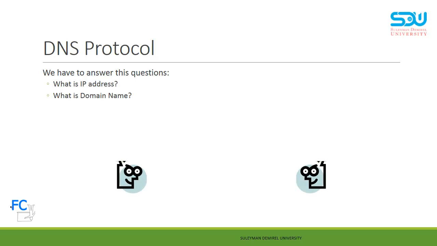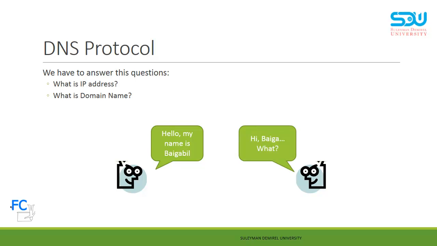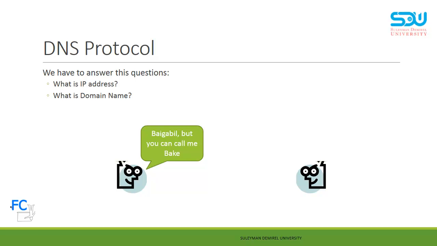So we have two persons and they have an initial dialogue. Like, "Hello, my name is Bayrabel," says one of them. "Hi Baga." And imagine that this person is not familiar with our names, and it's so difficult to remember such a strange name like Bayrabel. So he says, "My name is Bayrabel, but you can call me Bake." So it's like a simplified version of Bayrabel. "Nice to meet you, Bake. You can call me Sake."